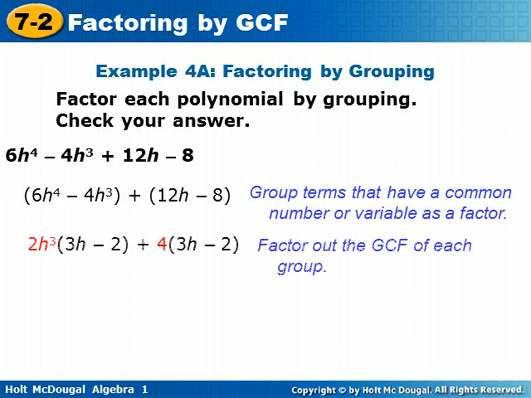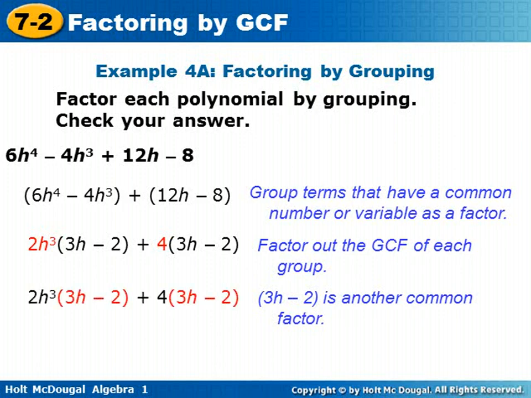We're going to factor the greatest common factor out of each group. For 6h to the 4th minus 4h to the 3rd, the greatest common factor was 2h to the 3rd, leaving us with 3h minus 2 in parentheses. For 12h minus 8, the greatest common factor was 4. So that left us with 3h minus 2 in parentheses. 3h minus 2 is another common factor. So we're going to factor out 3h minus 2, and we have 3h minus 2 in parentheses times 2h to the third plus 4 in parentheses.